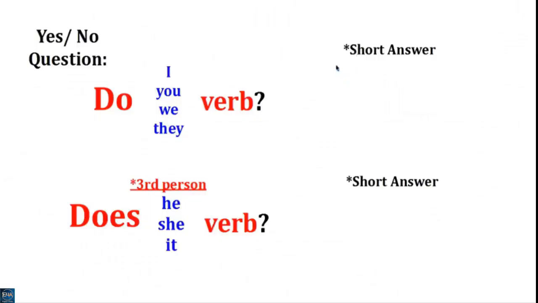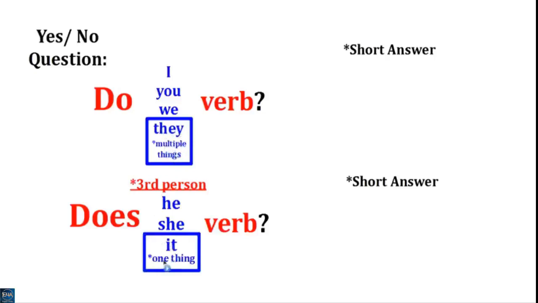Okay. Now, time for the grammar. Remember the yes-no questions. We use the auxiliary verb do and does for the question in the simple present. The auxiliary do we use for the subjects I, you, we, and they. The auxiliary verb does we use for the third person subjects he, she, it. Remember, for the subject they, we use they for multiple people and multiple things. And today, we are using they for multiple things.